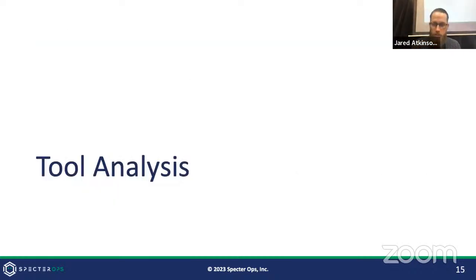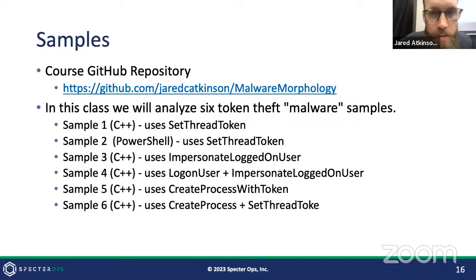Okay, so we're going to start looking at some tools. I think I've already shared the GitHub repository, but feel free to check that out. So it's github.com, Jared Atkinson, or Jared Katkinson if you like, and then malware morphology. And we're going to look at token theft. So everybody knows what token theft is, or?